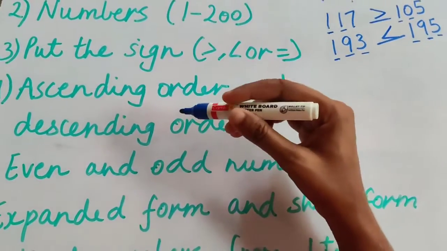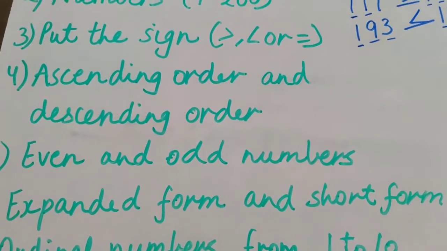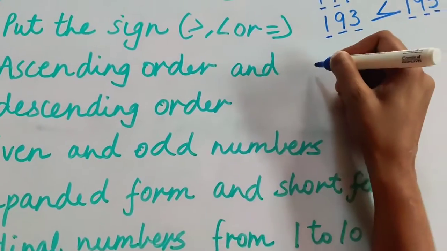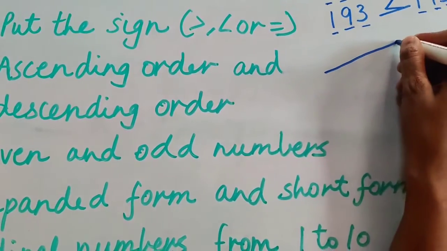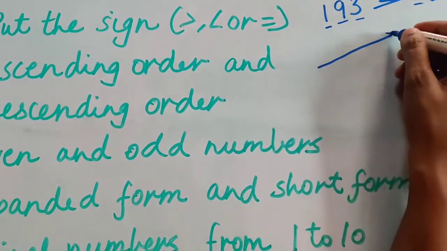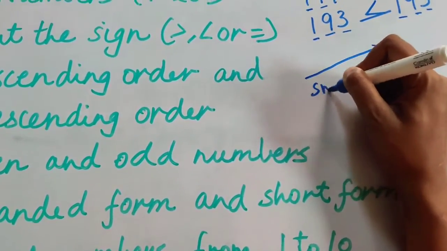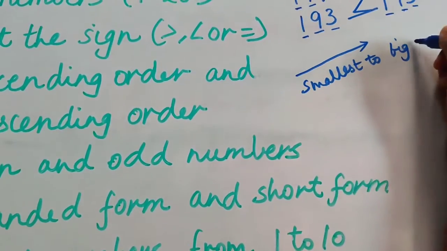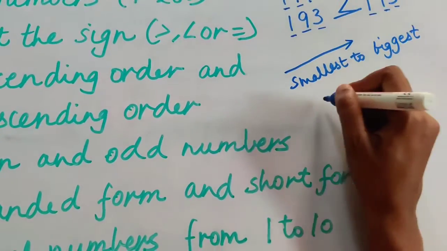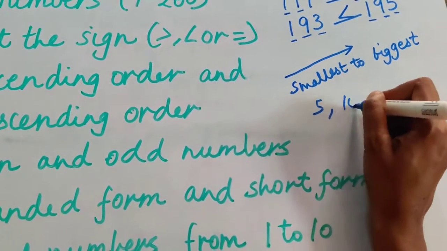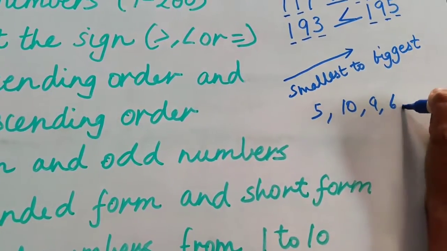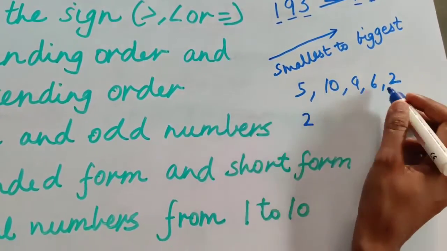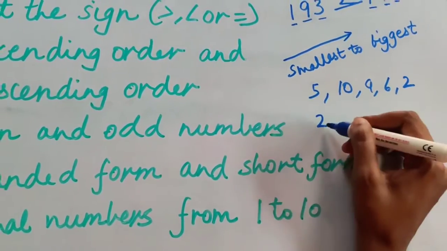Now the next point that we have learned through that chapter is ascending order and descending order. Ascending means from smallest to biggest, right? Smallest to biggest, है ना? Like if numbers are written here 5, 10, 9, 6, 2. How can we arrange these numbers in ascending order? First of all we will write 2, the smallest one. सबसे छोटा कौन सा इनमें? 2. So 2 we have to write.